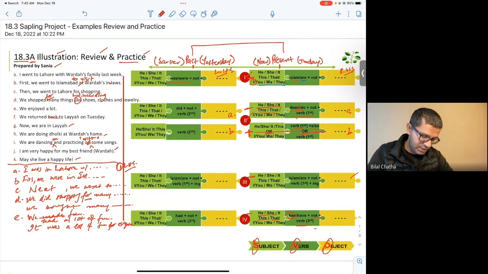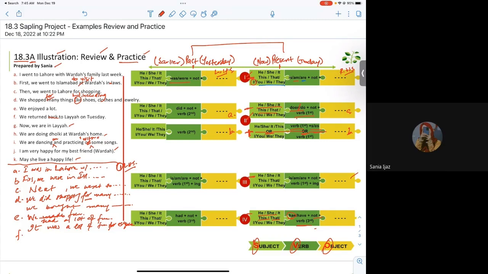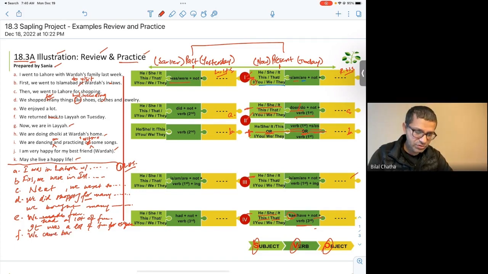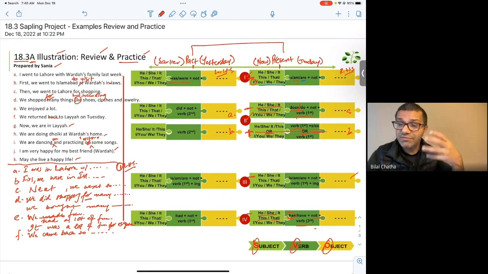Okay, so let's move on to the next sentence. F. We returned to Laya on Tuesday. Sania, if you use the same sentence with the verb come, came, come, then what would you say? So I will say we came back to Laya on Tuesday. Okay, very good. So now you have to use back, right? We came back to Laya. Okay, return by definition means to come back or go back.